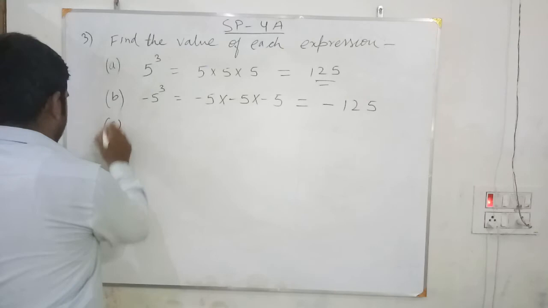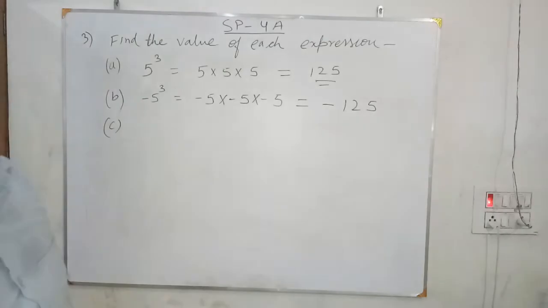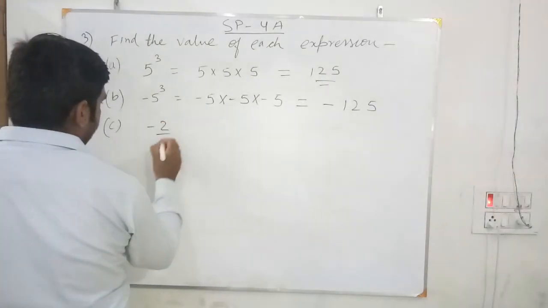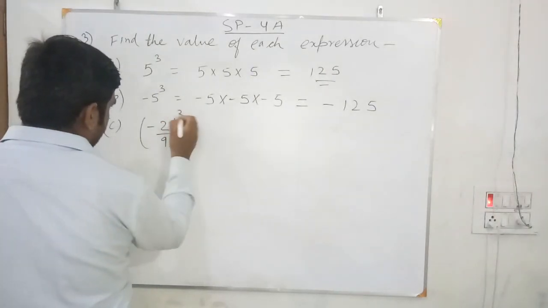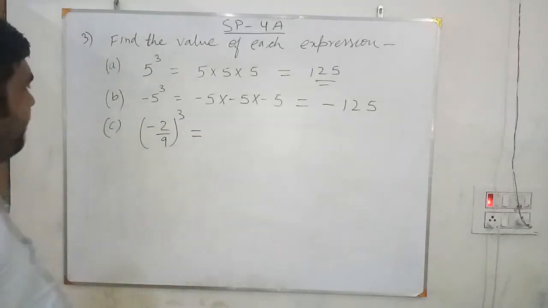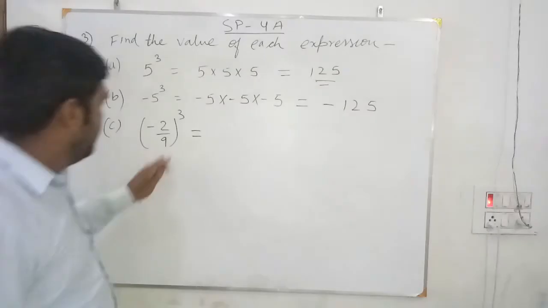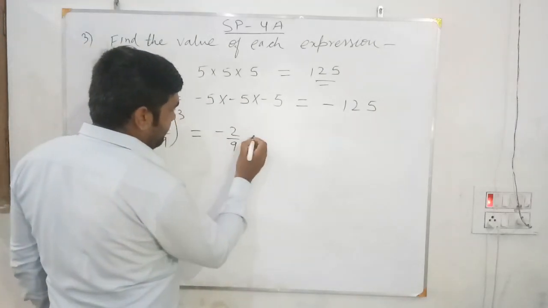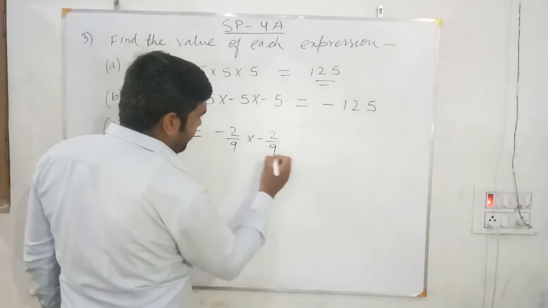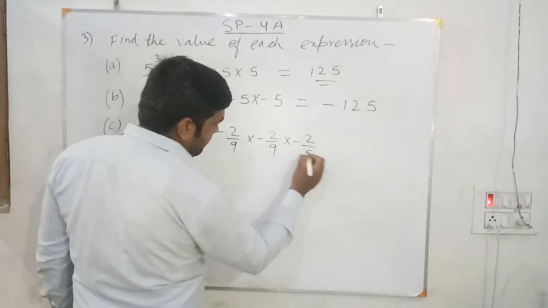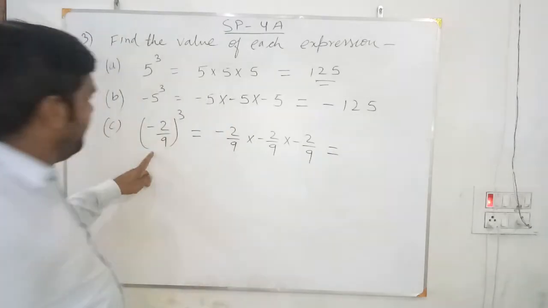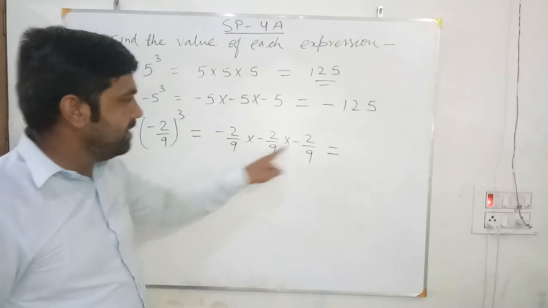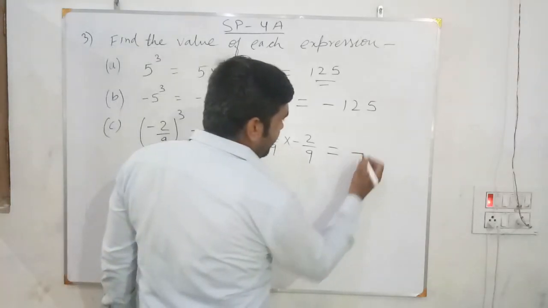Now question C. Minus 2 by 9 to the power 3. This means what? The base is multiplied by itself 3 times. So multiply minus 2 by 9, minus 2 by 9, 3 times. Now the base is negative and the power is odd, so the value will be negative. Minus minus plus, plus minus minus. So you will get negative.